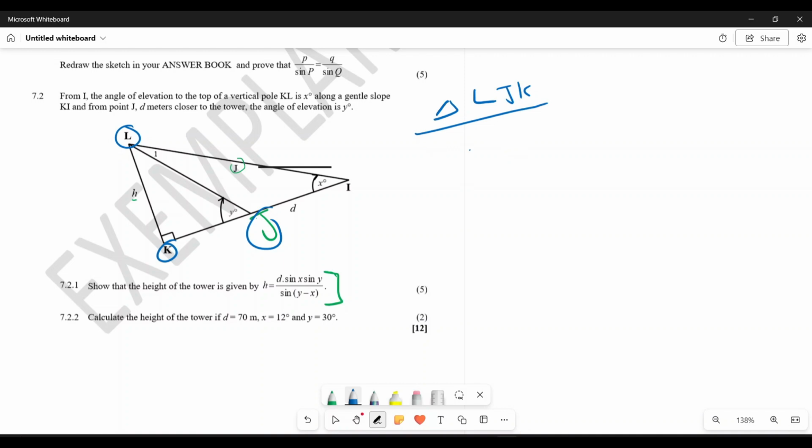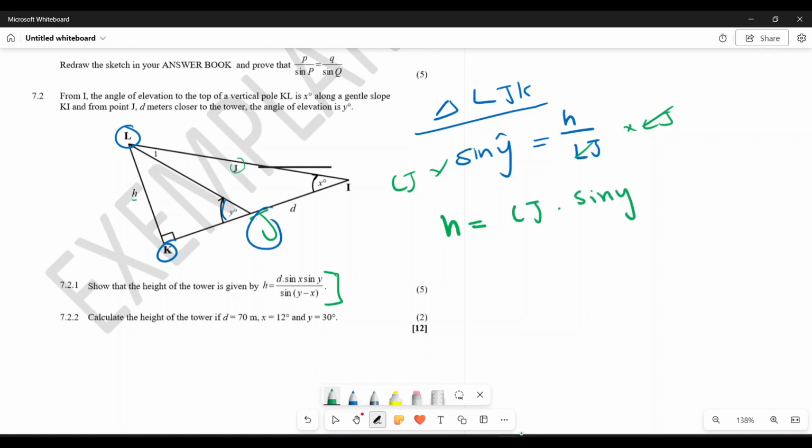So first things first, I'm going to say my sine of angle Y, right, which is this angle right over here, is equal to my opposite, which is line LK, represented by the letter H, over my hypotenuse, which is LJ. Right, and now I'm going to try to put this in terms of height by multiplying both sides by LJ. So that my height is equal to LJ multiplied by sine Y. All right, now this is the first step. Now the second step, I'm going to try to prove for this line LJ, right? And I'm going to do that by using the other triangle. So let me just try and clear this up here.